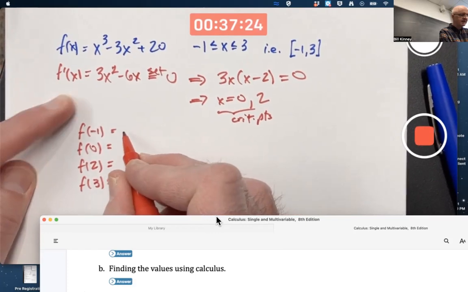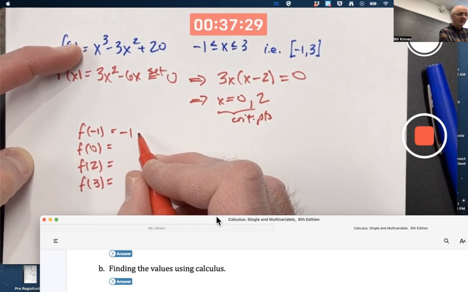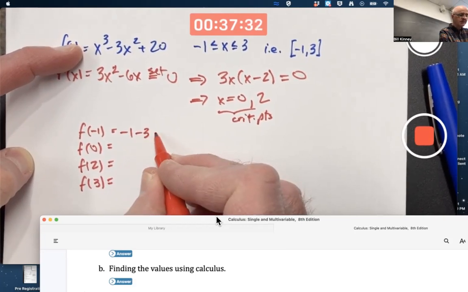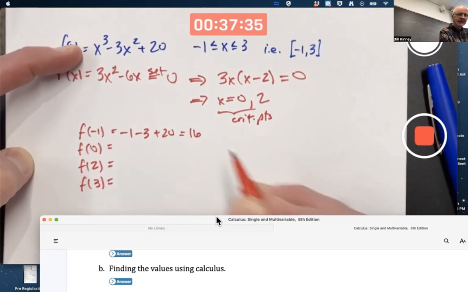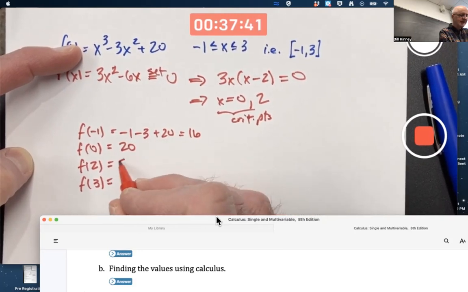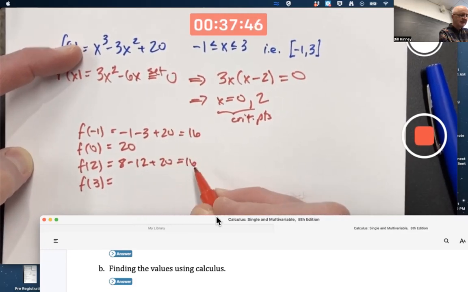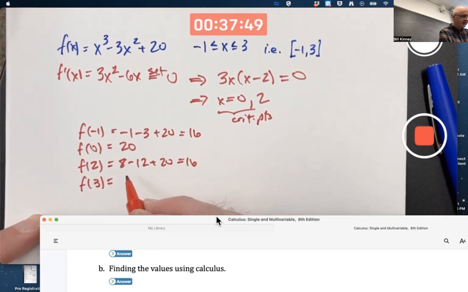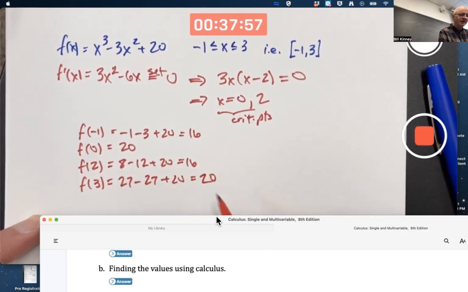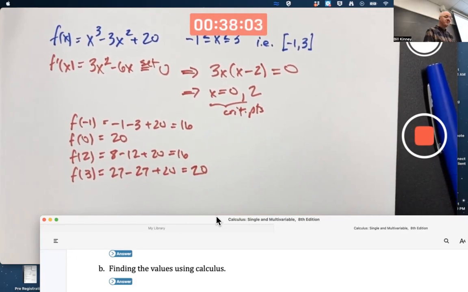Plug in -1, you'll get, I'm looking up here now, -1 cubed is -1. -1 squared is +1 times -3 is -3 plus 20 is 16. F of 0, you can see pretty quickly, is 20. F of 2 is 8 minus 12 plus 20 is 16. And F of 3 is 27 minus 27 plus 20.